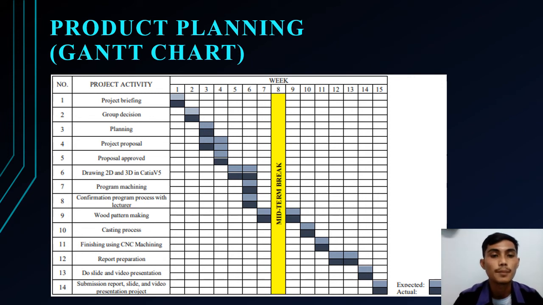Week 9 is wood pattern making, and week 10 is the casting process in the FTK MP laboratory, which is the UTM lab. Week 11 is finishing our finishing part using CNC machining, and week 12 is report preparation. In week 13 we do the slide and video presentation, and in the last week, week 14, we submit the report, slide and video presentation of the project.